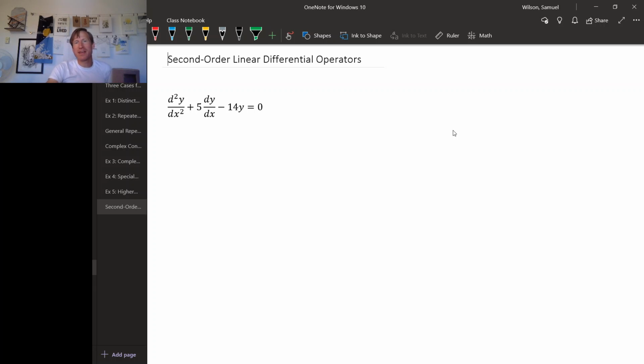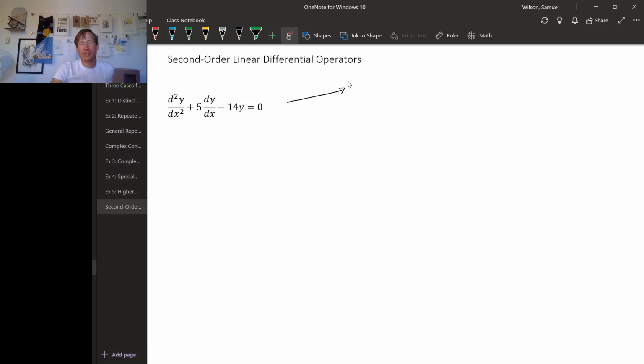There's an interesting way to think about what it is exactly that second order homogeneous linear differential equations are doing in terms of linear differential operators. So here's the sort of second order constant coefficient homogeneous linear differential equation that we've been solving. And, sure enough, we can solve this using the techniques we already have.